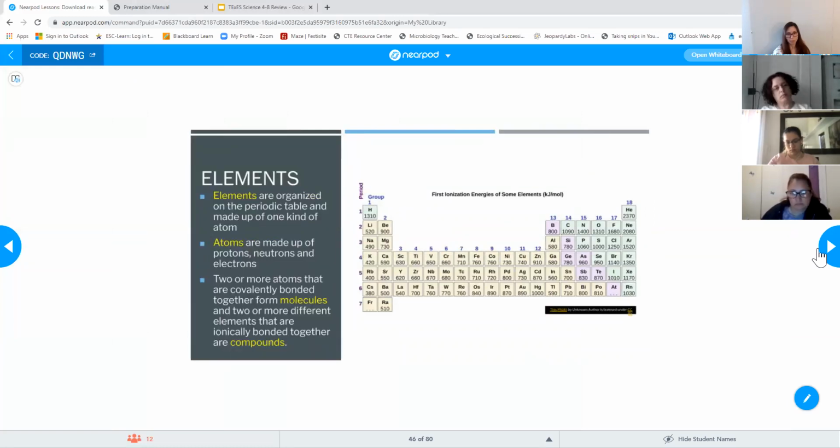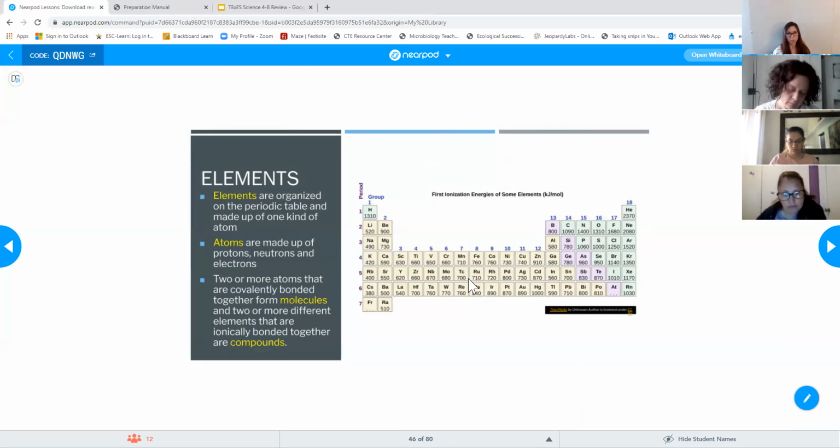Now with elements, when you're taking the science 4 through 8, you are going to be given a periodic table. So you do have to understand how the periodic table is arranged. But your elements are going to be everything that's on the periodic table. I just realized this one does not have my inner transition metals. Anyways, there should be another portion down here. I just noticed that picture is missing it.